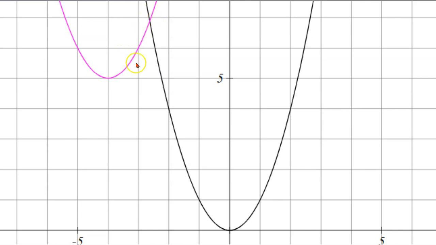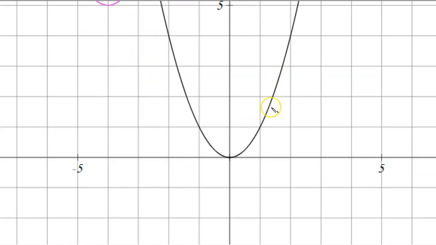Let's find an expression that represents the magenta parabola. Alright, so let's take a look at something important here. Look at this basic parabola. Trace over this part of it because this is very important. It gives an indication about what happens.